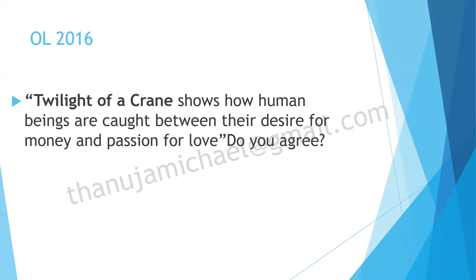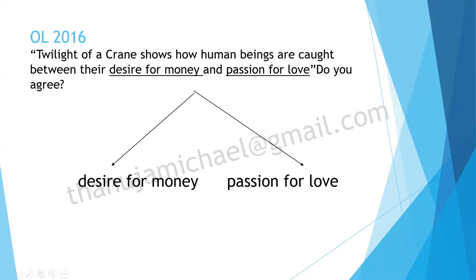Yeah, for the short stories, you will get all four, don't worry. And you have to choose one. Right. So, Pilot of a Crane shows how human beings are caught between their desire for money and passion for love. So, this question has two parts. What are the two parts? Humans caught by passion and humans. Yeah, okay, very good. So, these are the keywords. So, what do you have to do? Underline the keywords. Desire for money, passion for love.